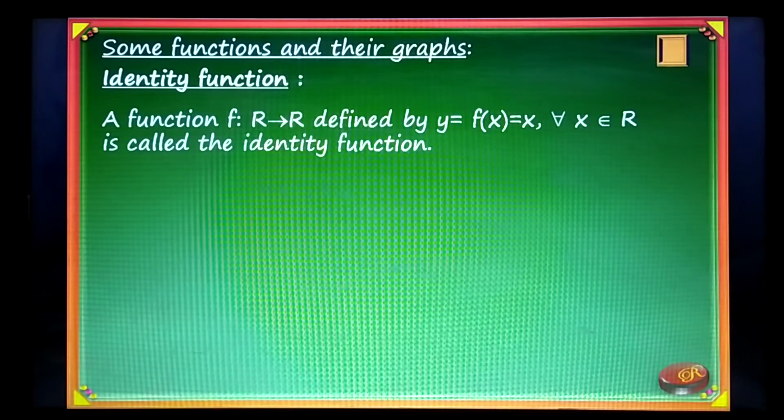Some functions and their graphs. Identity function. A function f from R to R defined by y = f(x) = x for every x belongs to R is called the identity function.